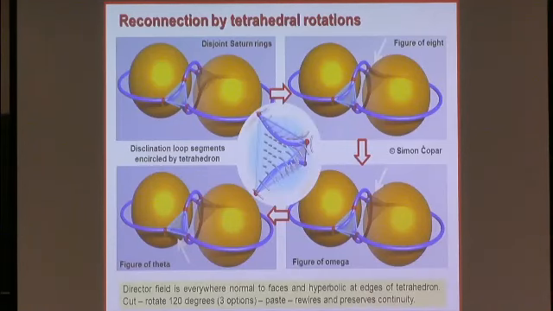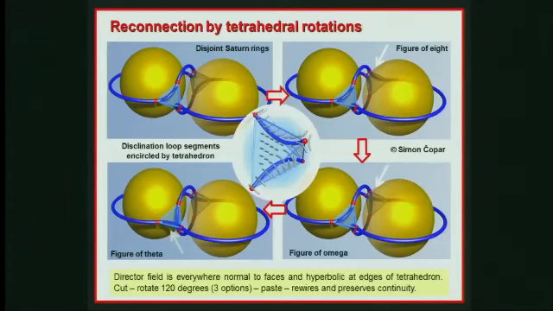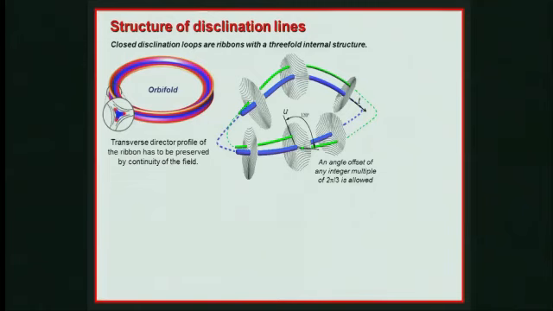And what is interesting is also that the director field, which is everywhere normal to the faces and has just a hyperbolic cross-section at the edges, fits well also with the surrounding director field. So this is somehow the procedure of how to change, or how to rewire, these structures among each other theoretically. And there is one more thing.